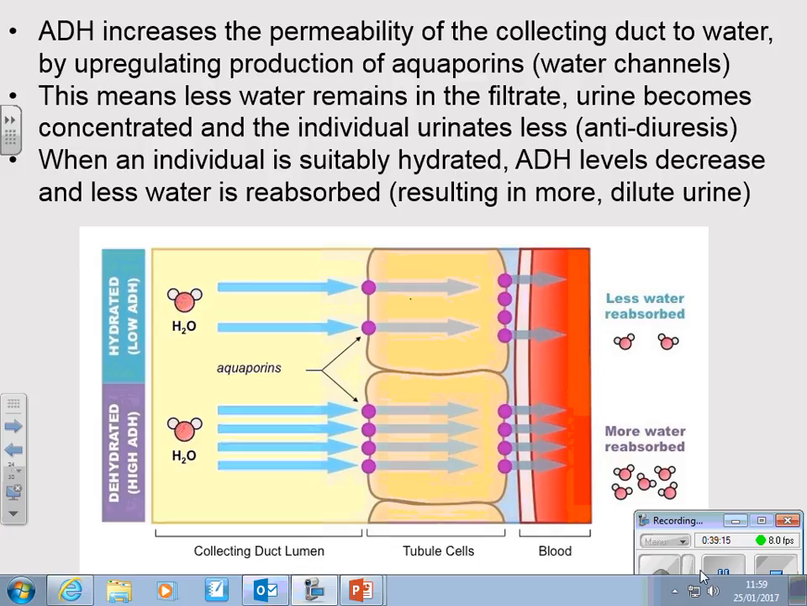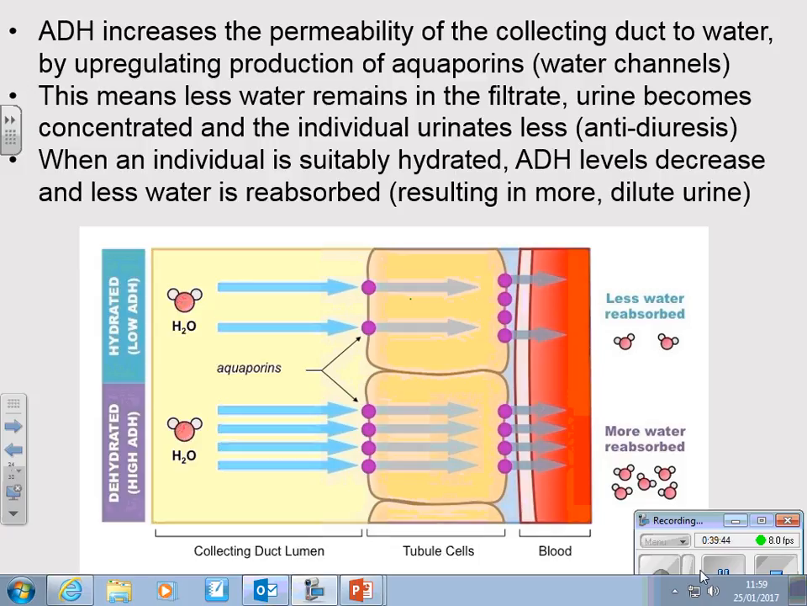So the loop of Henle tends to work in a very constant sort of way. The only thing that will affect that is the amount of water that's in the filtrate and the concentration of the blood. So you can throw as much ADH at that as you like, and it's not going to affect the countercurrent thing or the differences in concentration. Where you do get an effect is with the collecting duct, and the collecting duct runs pretty much next to the loop of Henle anyway.